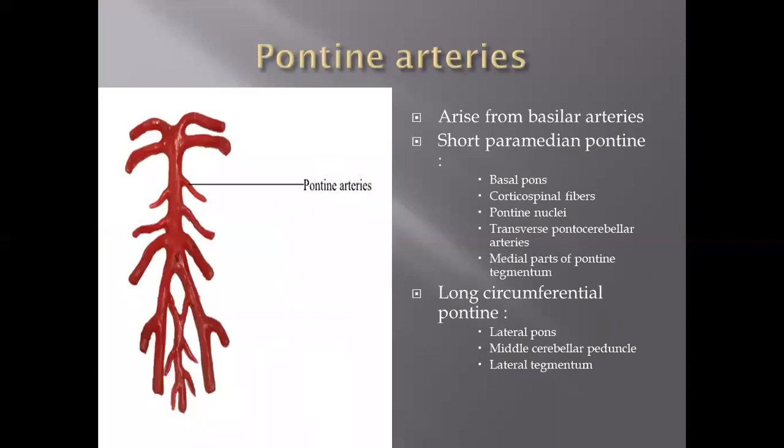Then you have pontine arteries, which also arise from the basilar artery, which you divide into two. There are short paramedian pontine arteries, then there are long circumferential pontine arteries. The short paramedian pontine arteries will give blood supply to the listed structures. The long circumferential pontine arteries will also give blood supply to the listed structures.